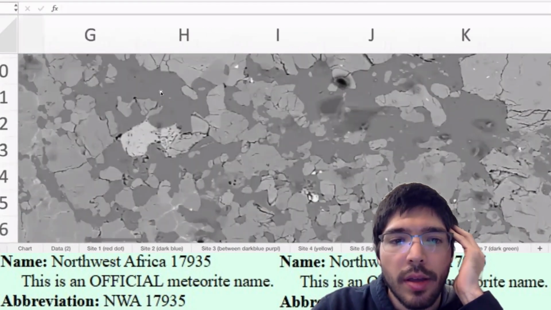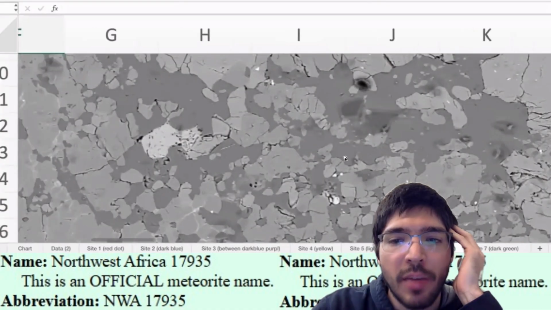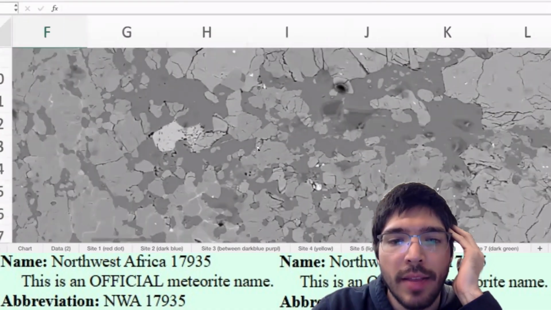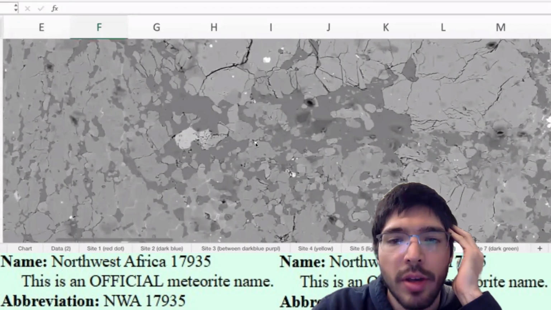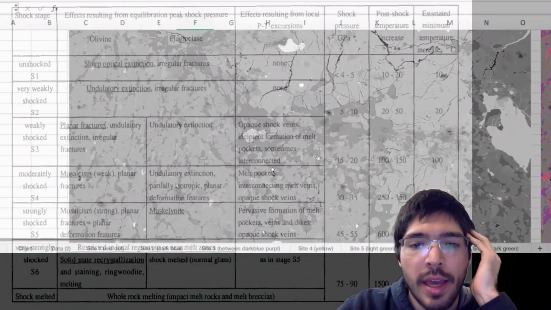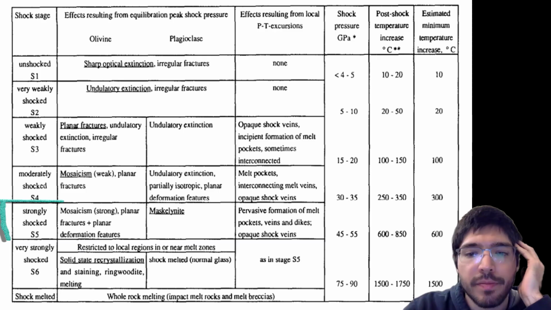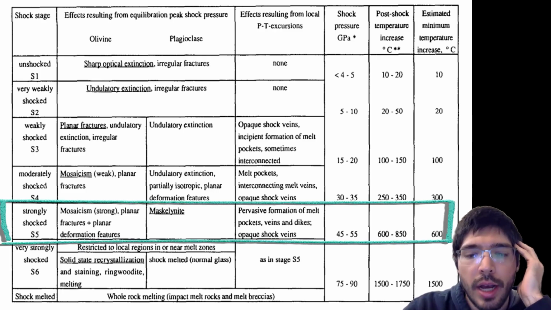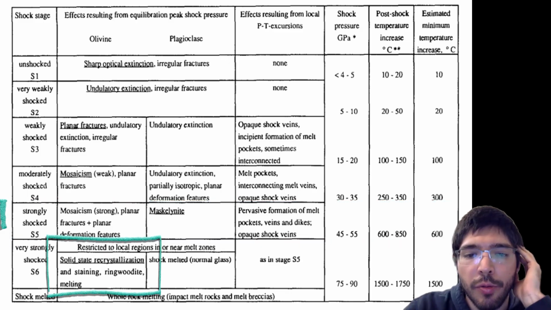So this tells us, and the fact that we see this in different parts of the sample means that it clearly occurred everywhere. So this fits with an S5 shock stage. The only way we could be higher is if you have a presence of, for example, ringwoodite, which is a high pressure polymorph of olivine that you tend to see in shock melt veins.